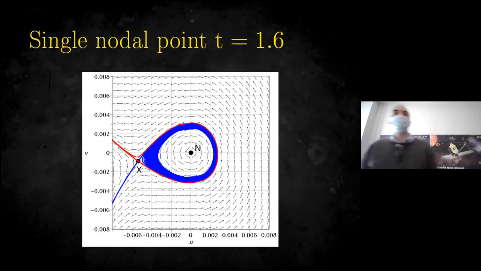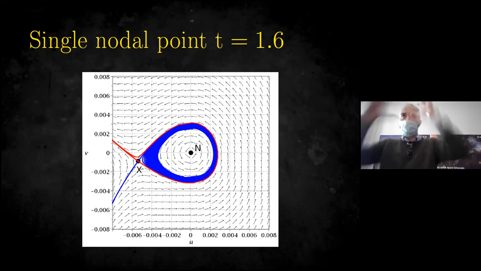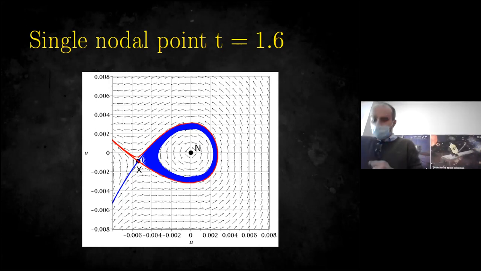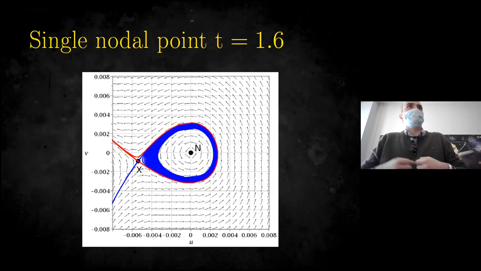In the inertial coordinate system, it moves to infinity. But here it's frozen. We are in a coordinate system centered at the nodal point. We are riding the nodal point. So the wave function of the harmonic oscillator goes all the way to infinity.